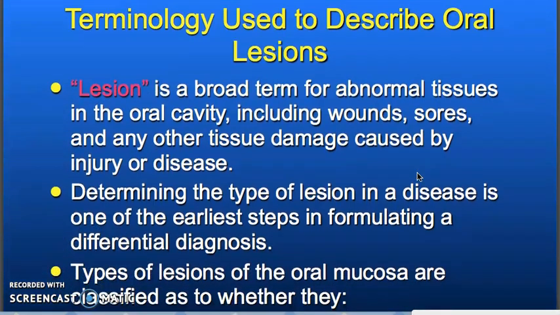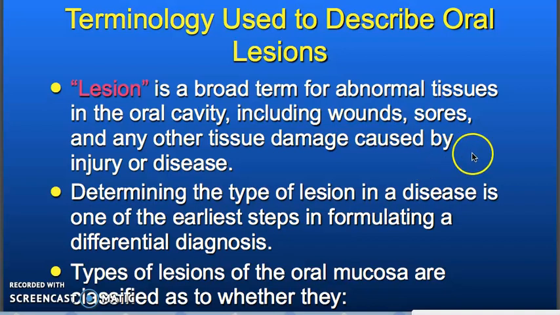So what's some terminology used to describe oral lesions? You're going to hear the dentist use different terminology. So let's talk first about the word lesion. Lesion is just a broad term for any abnormal tissue in the oral cavity. It could be a wound, it could be just a simple sore, and any other tissue damage caused by injury or disease. So you could have a lesion where maybe you had damaged the tissue with a potato chip. That's still a lesion, but it's an injury type thing. So just always remember lesion can mean a broad term.